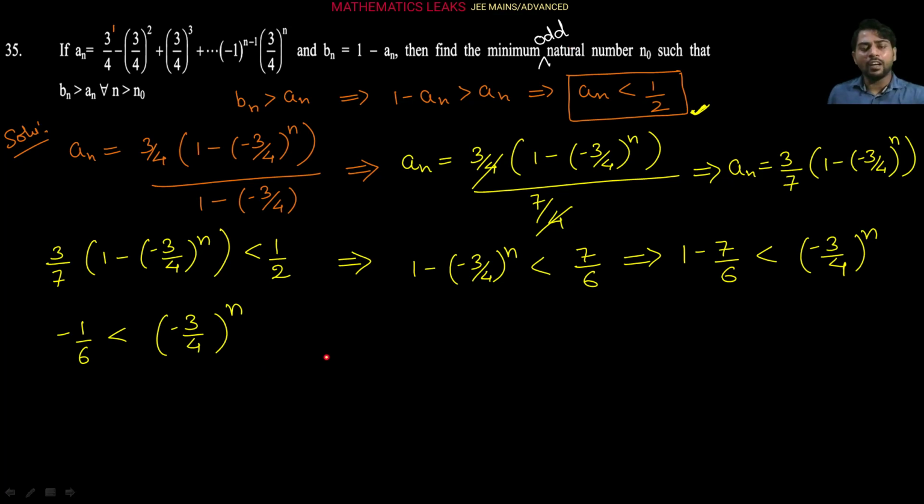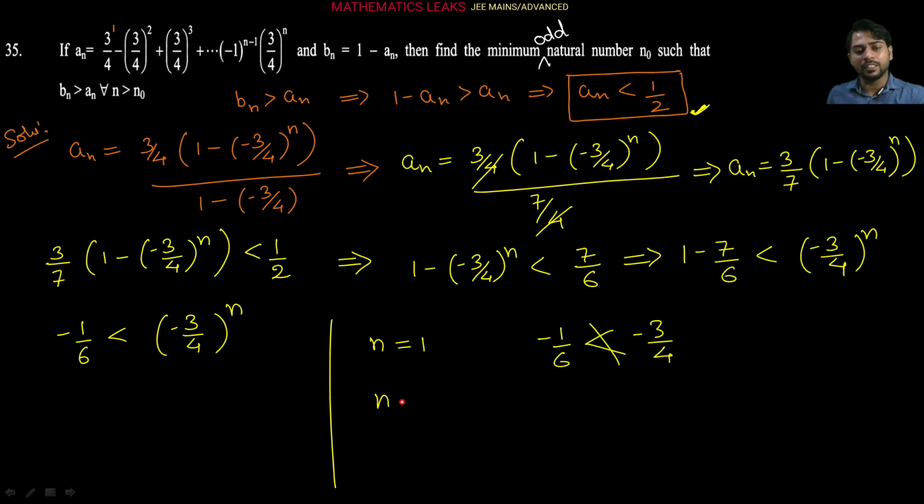If we are taking an odd natural number, if we are taking n is equals to 1, if we are going to test n is equals to 1, so we are getting minus 1 by 6 on the left side and on the right side minus 3 by 4. So is minus 1 by 6 less than minus 3 by 4? Is it less than? No, it is not less than. So n is equals to 1 is not satisfying.